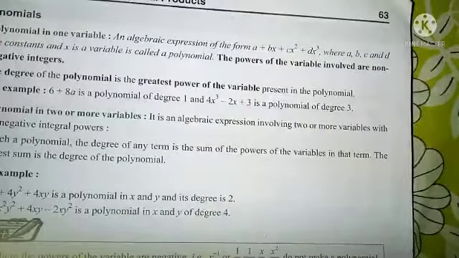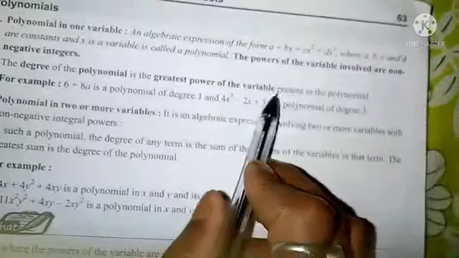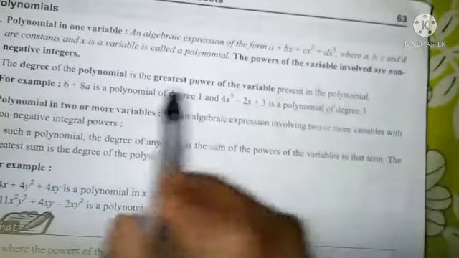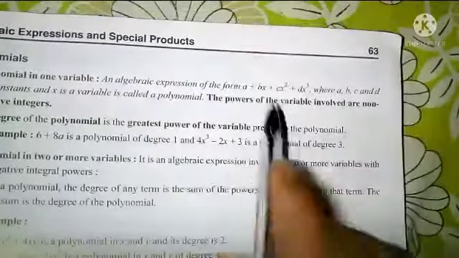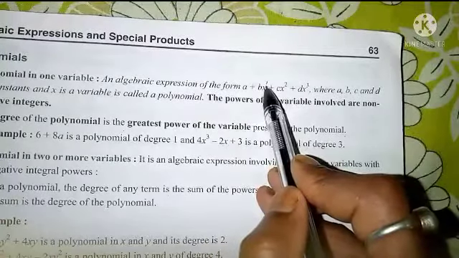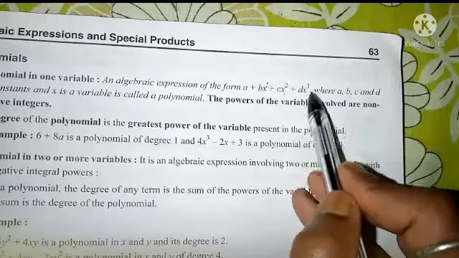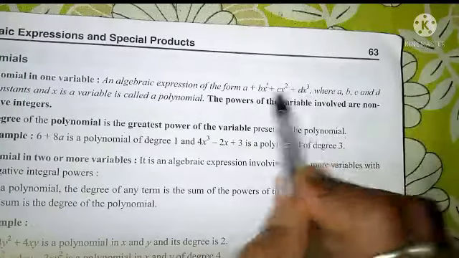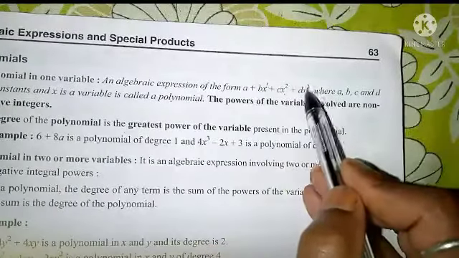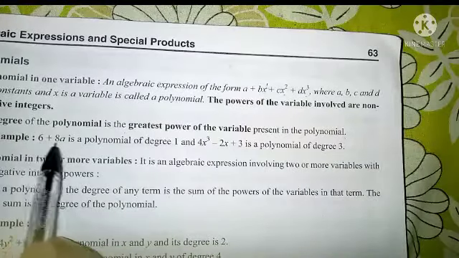Next, the degree of the polynomial is the greatest power of the variable present in the polynomial. Let's take the example of a plus bx plus cx square plus dx cube. What is the power of x here? Here it is 1, here the power is 2, here the power is 3. What is the maximum power here? x cube is here, so the maximum power is 3, and the degree of this whole polynomial is 3.